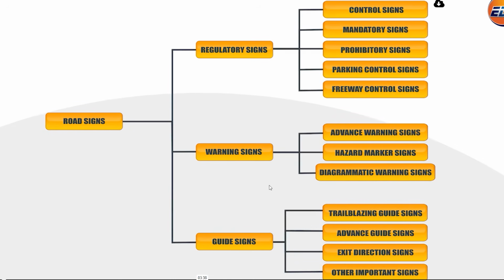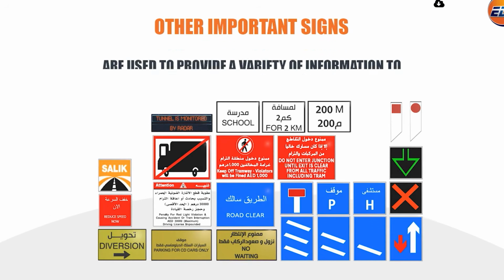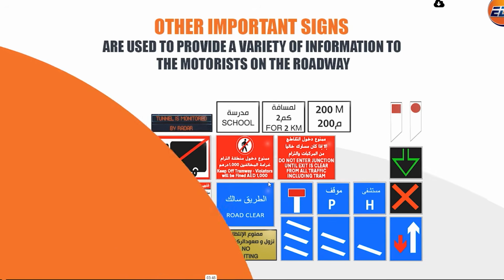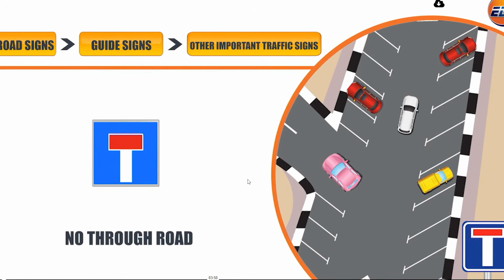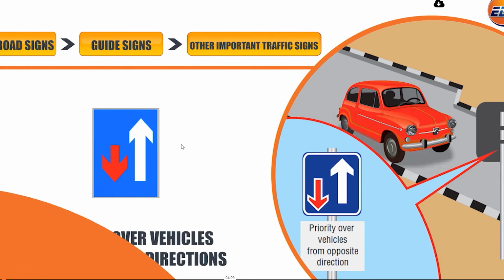Now you will learn about other important signs. Other important signs are used to provide a variety of information to the motorists on the roadway. No through road. This sign indicates that the road comes to an end ahead. You must search for an alternate route to exit. Priority over vehicle from opposite direction. This sign is giving information to the motorists that they have priority over the vehicle from the opposite direction that is diverted to your path.